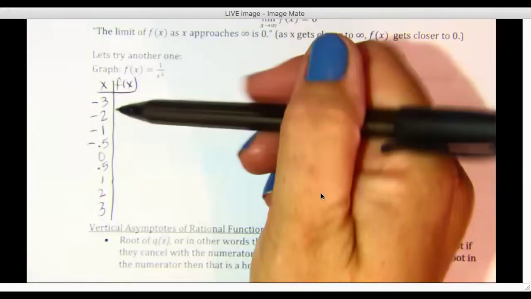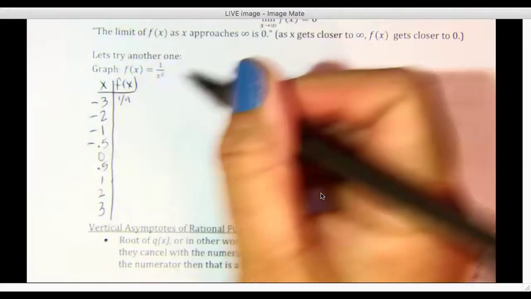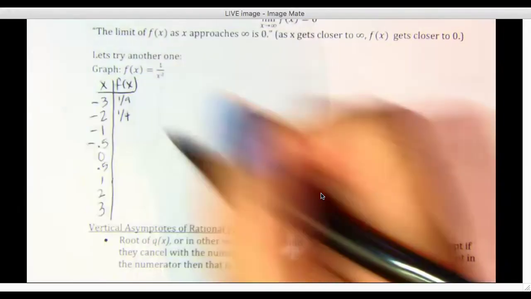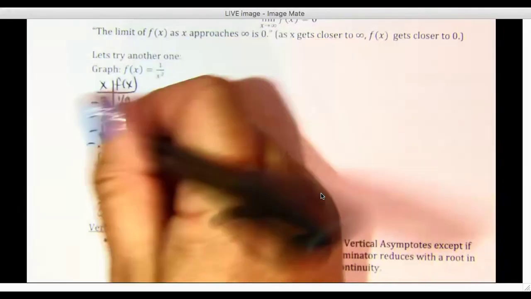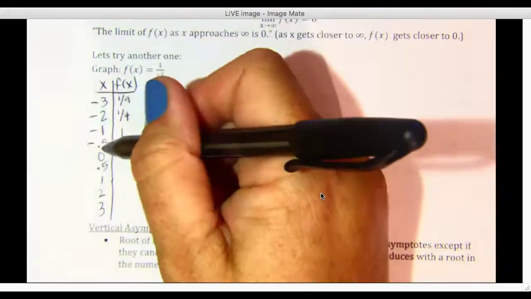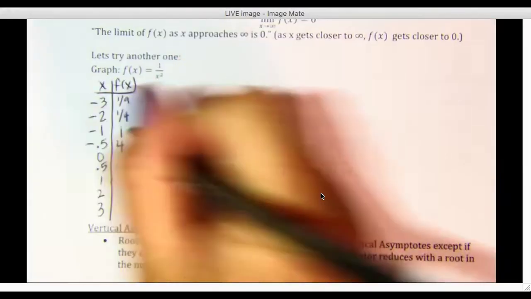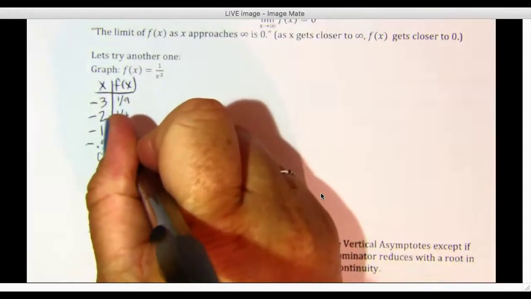Okay, plugging in -3 squared is 9, so that's 1/9. Plugging in -2 squared is 4, so 1/4. Plugging in -1 squared is 1. 1 divided by 1 is 1. -0.5, well, -0.5 squared, that's actually going to give us 1/4. 1 divided by 1/4 is 4. We can't plug in 0, that's undefined, just like with the last one.